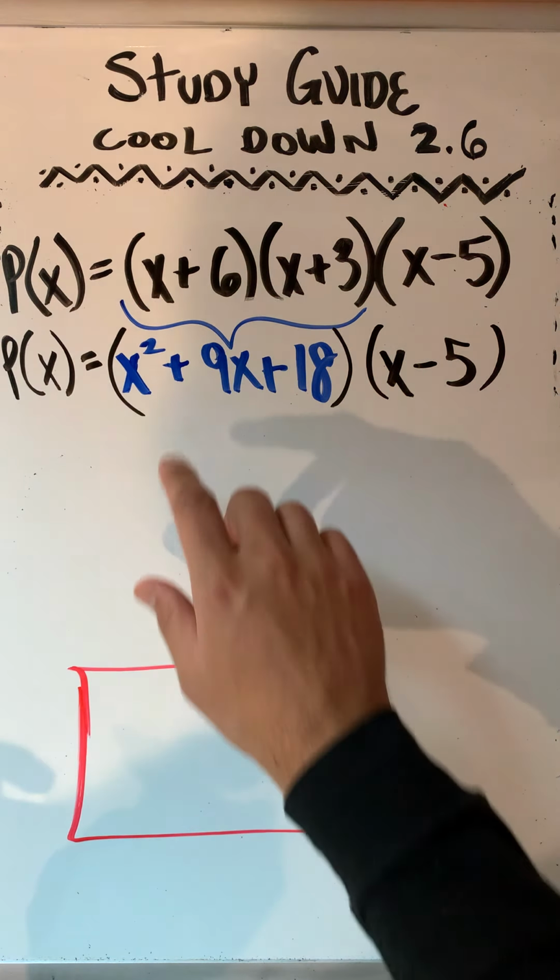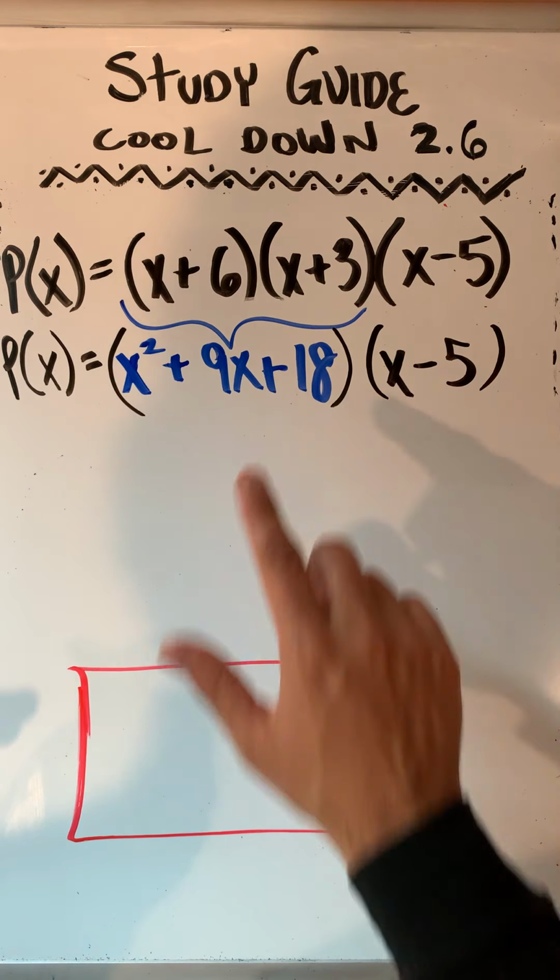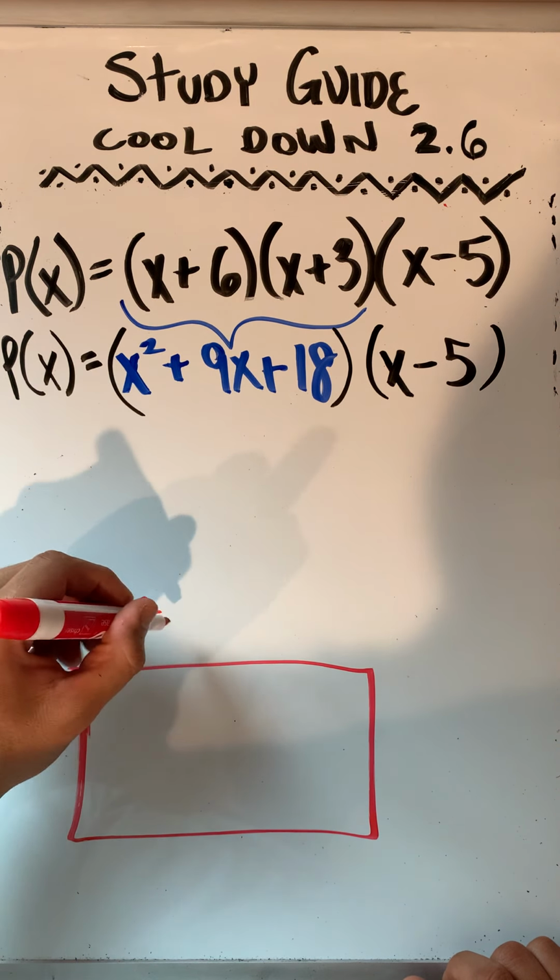Anyway, back to the problem. So again, I'm going to write down the trinomial terms at the top of the rectangle.